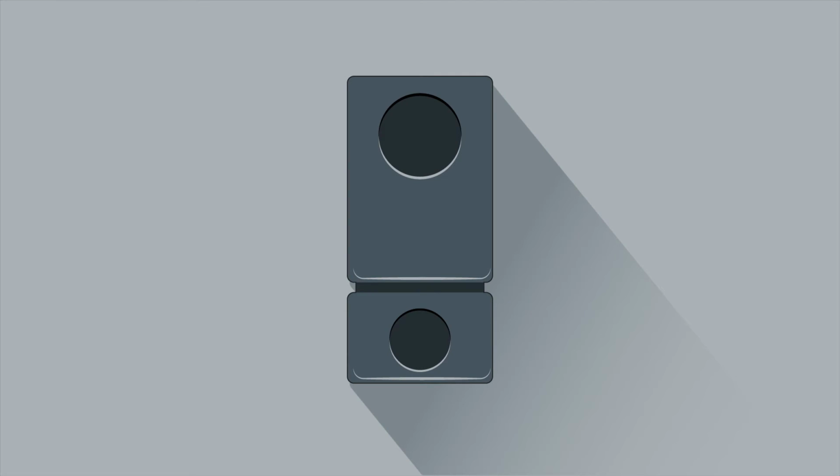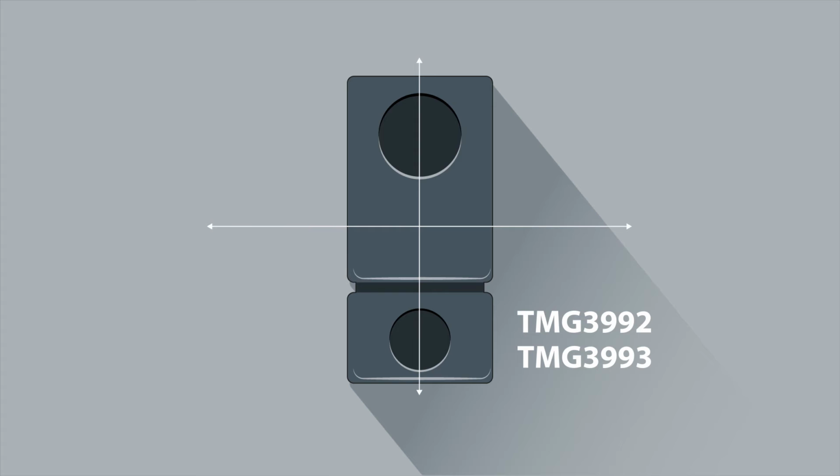Let's have a look at AMS's latest gesture sensor solutions, the TMG3992 and TMG3993. AMS's new gesture sensors accommodate a wide range of device gesturing requirements, from simple two or four direction, including north, south, east, west gestures, to more complex gesture events.